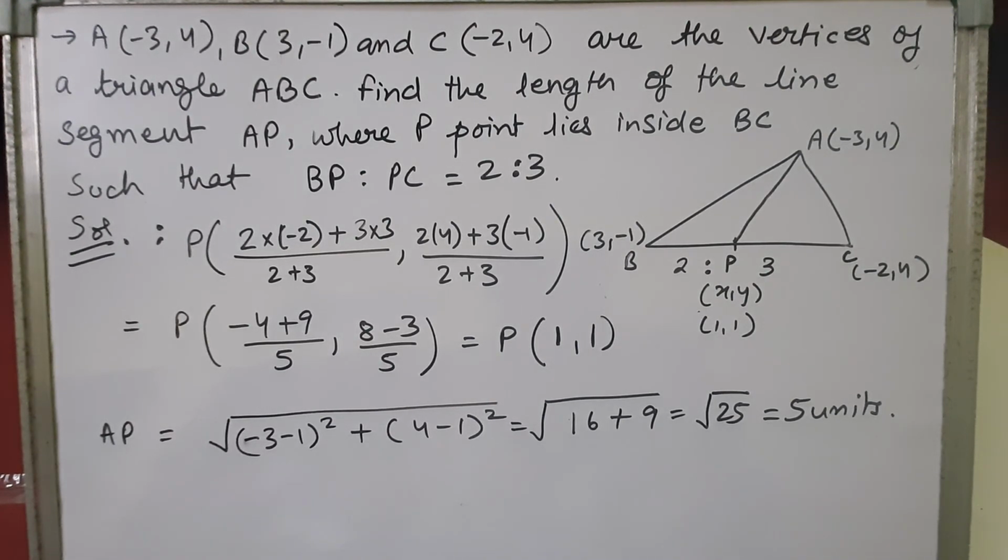Alright children, so this way we have calculated the length of the line segment AP where P lies on BC and divides BC in the ratio of 2:3. Please note down the solution, children.